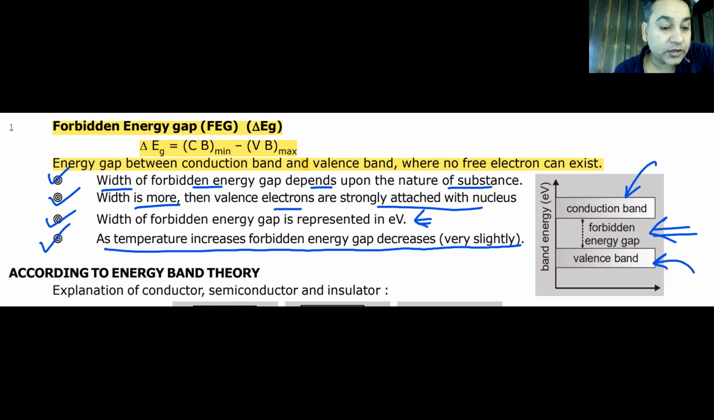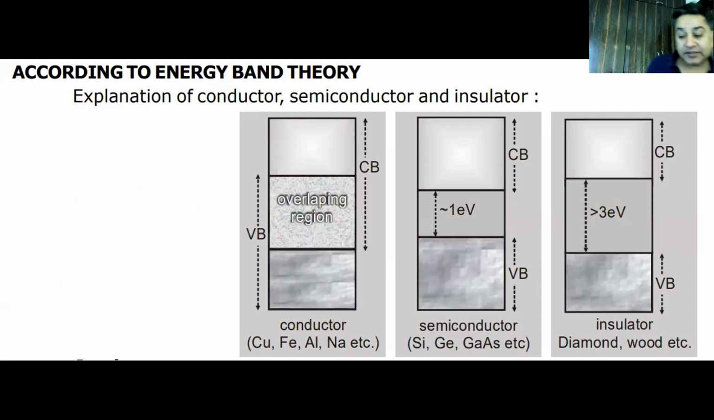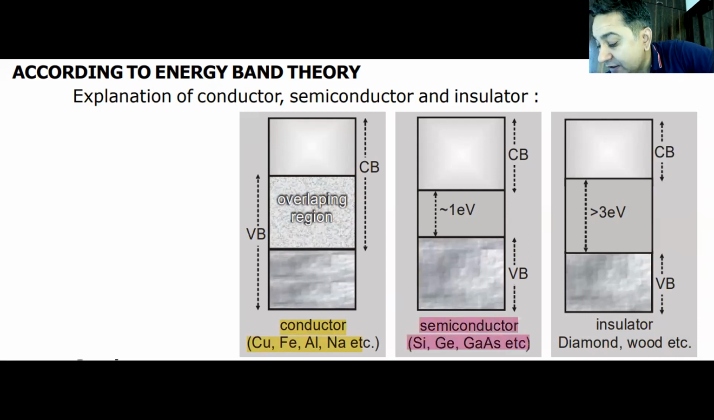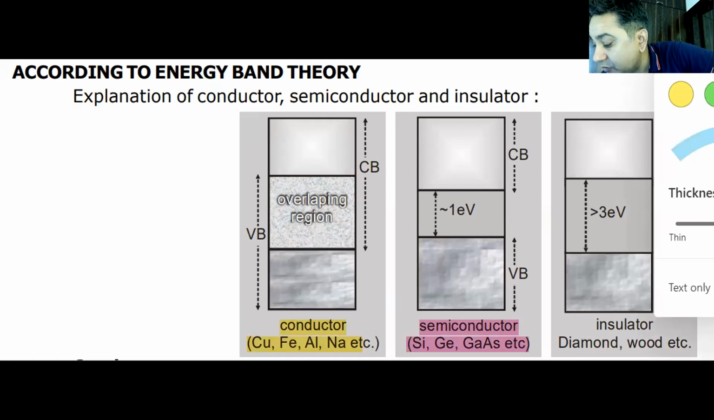Since we are talking about this energy gap, this diagram is going to show us how the valence and conduction bands are arranged in different types of substances. The first type is the conductor. The second type, which I will make in a different color, is the semiconductor, which is the topic for our class. And the third type, I'll make it blue color. That is the insulator.